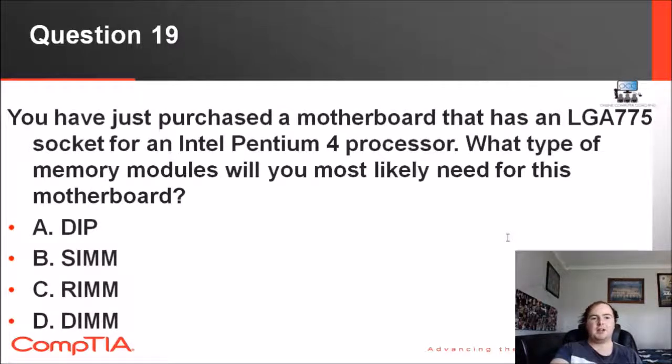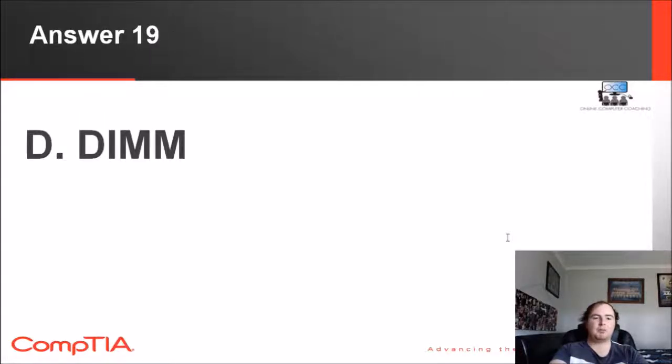Question 19. You have just purchased a motherboard that has an LGA 775 socket for an Intel Pentium 4 processor. What type of memory module will you most likely need for this motherboard? DIP, SIM, RIM, DIM. DIM, SIM. I don't mind that joke, actually. Most of those are quite outdated. It is DIM. Dual inline memory module.